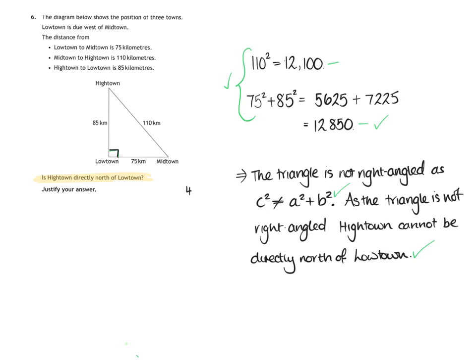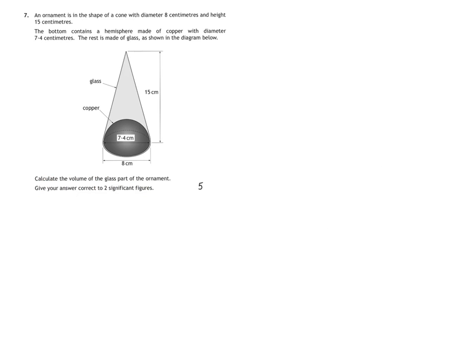Right, okay, so next question. Okay, so for question 7, we have an ornament in the shape of a cone with diameter 8 centimeters and a height 5 centimeters. The bottom contains a hemisphere made of copper with diameter 7.4 centimeters, and the rest is made of glass as shown below. Calculate the volume of the glass part of the ornament, giving your answer correct to 2 significant figures. Right, so first thing we need to do for this is find the volume of the cone.